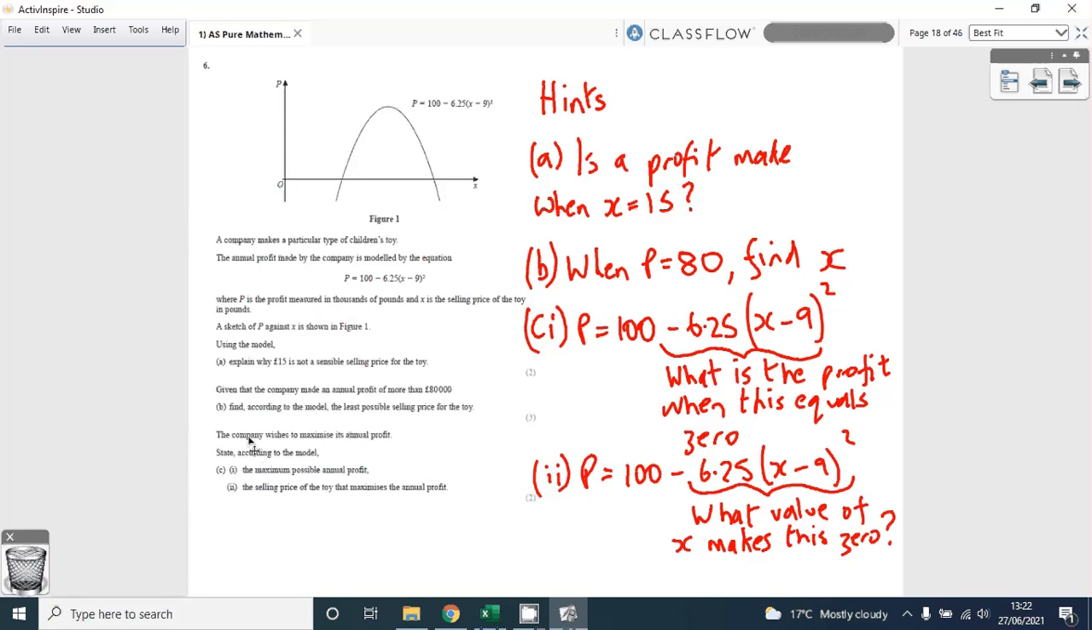Now for part C, the company wishes to maximize its annual profit. State, according to the model, the maximum profit that can be made. Well, this is the formula for the profit.